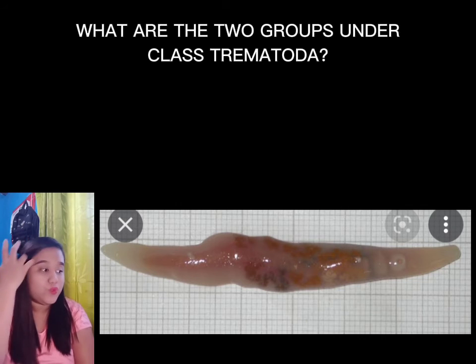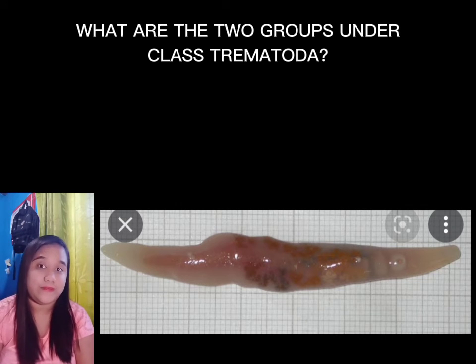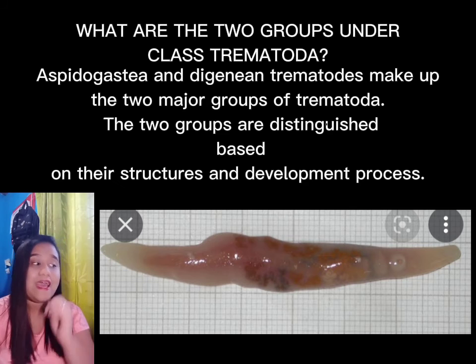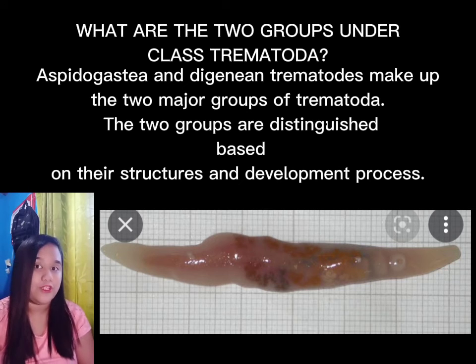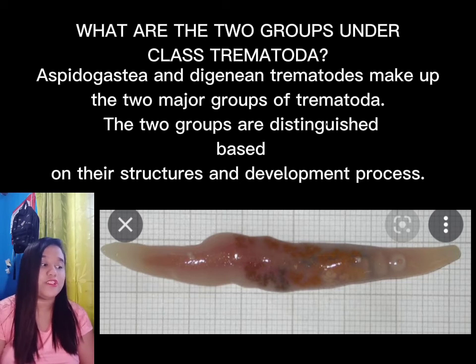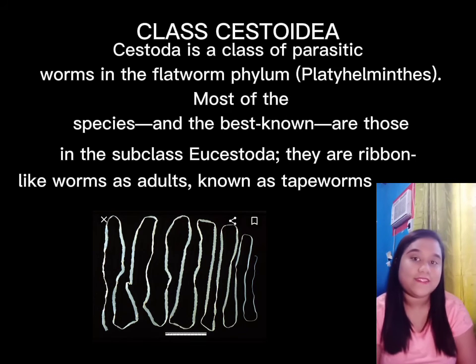So what are the two groups under the class Trematoda? We have the Aspidogastrea and the Digenean trematodes. These two make up the two major groups of trematodes, and the two groups are distinguished based on their structure and developmental process.